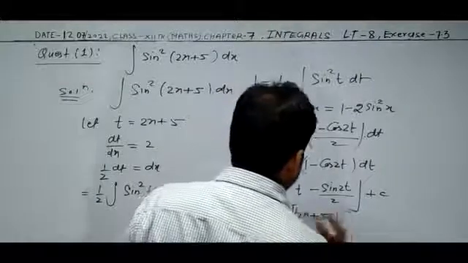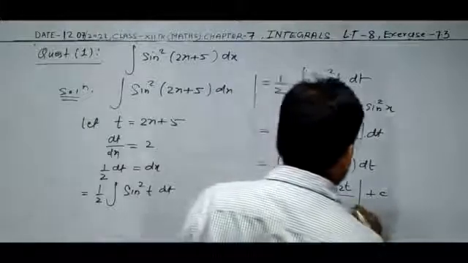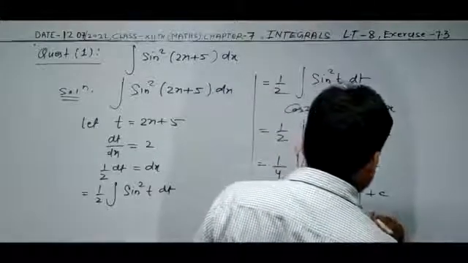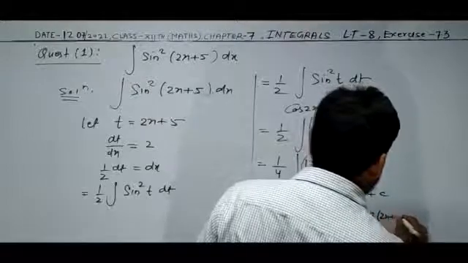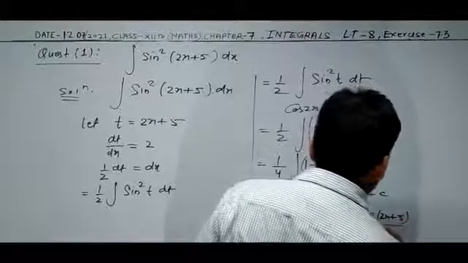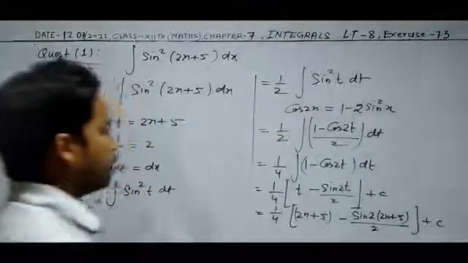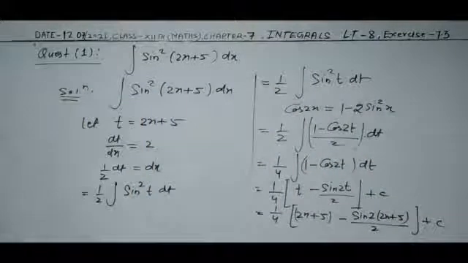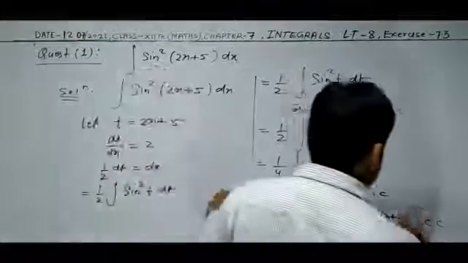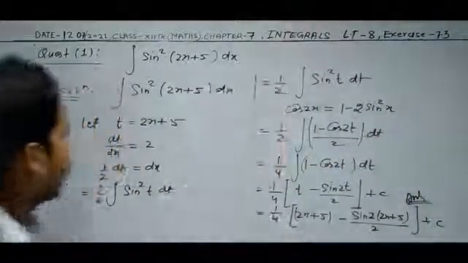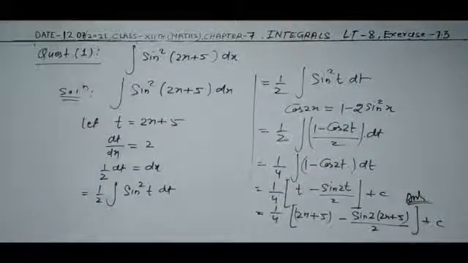t is equal to 2x plus 5, as we have considered, so the result will be 1 by 4 bracket 2x plus 5 minus sine of 2 times (2x plus 5) whole upon 2, bracket close, plus c. This is the answer. Now question number 1 is completed.